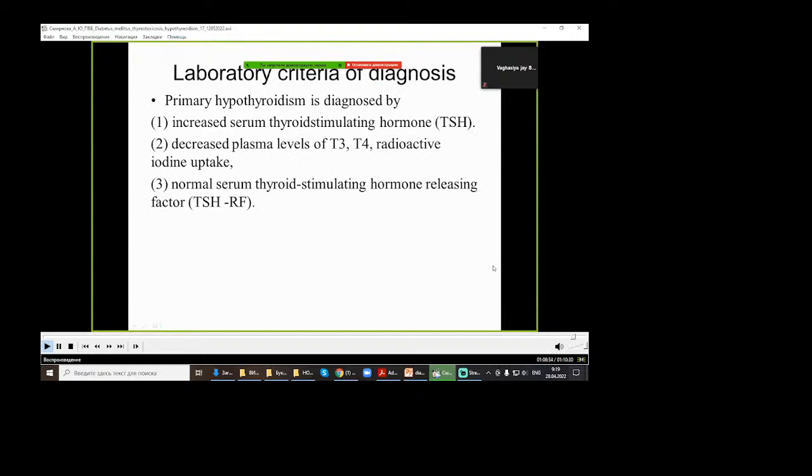Laboratory criteria of diagnosis. Primary hypothyroidism is diagnosed by increased serum thyroid stimulating hormone and decreased plasma levels of triiodothyronine and thyroxine and radioactive iodine uptake, and normal serum thyrotropin releasing hormone. So these are the signs of primary hypothyroidism.